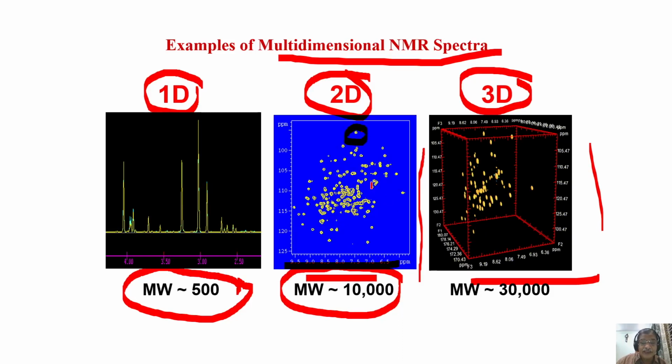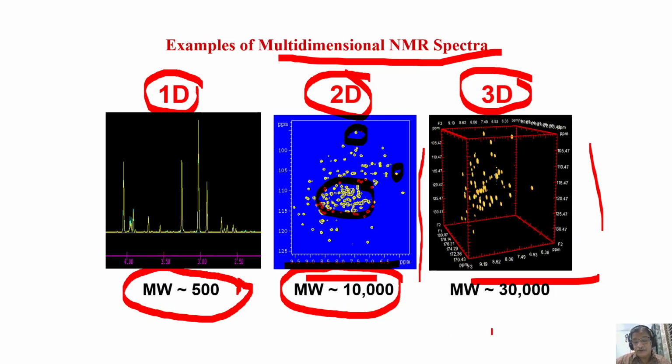Imagine in this region if there was a stack plot, how clumsy it would have been. So that's why we can represent this in this way. We can still get better resolution up to a molecular weight of 10,000. You can still manage 10,000 Dalton. We can work with 2D spectra. Still, that is enough to give you the information. You can get complete information from 2D.